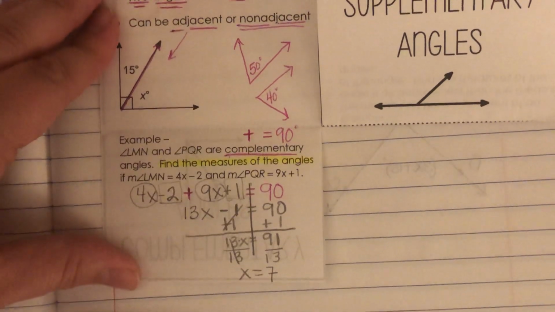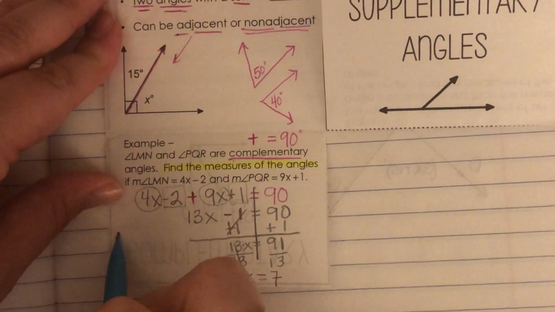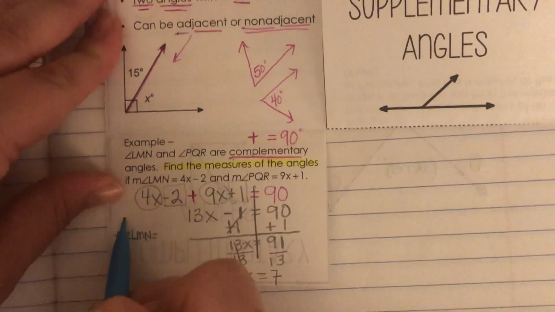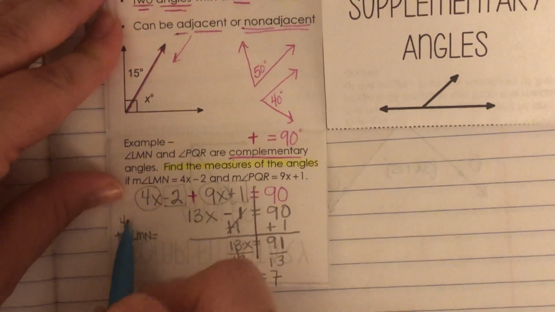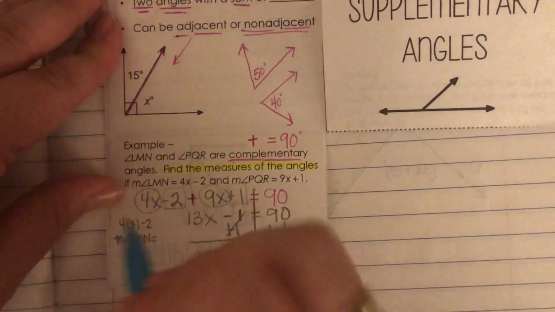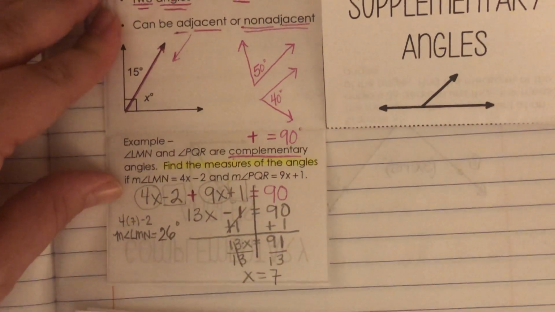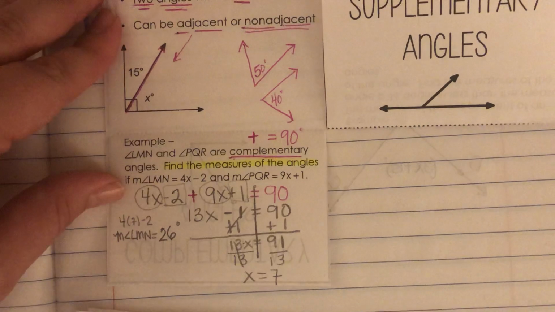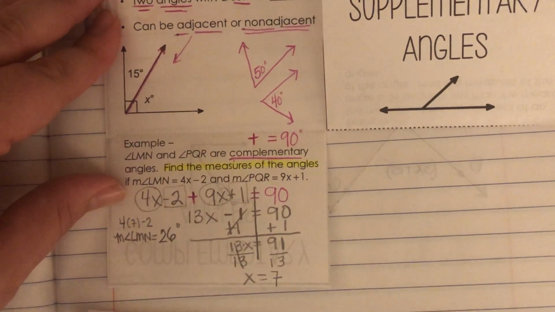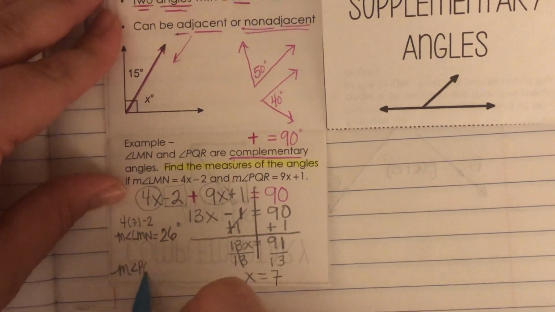But remember, I highlighted that they wanted me to go back and plug it in. So the measure of angle LMN, I'm going to do the substitution up above. 4 times 7 minus 2. 4 times 7, 28, minus 2, 26 degrees. Now remember, you don't have to put the degrees into Schoology, okay? So if I ask this question on Schoology, you would just put 26. But they also wanted the other one, so let me leave a little bit of space.